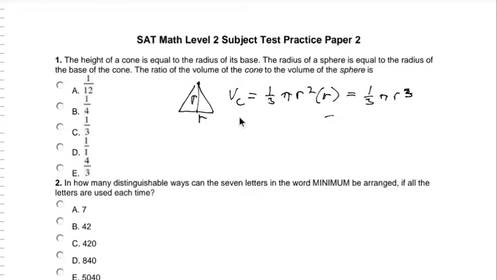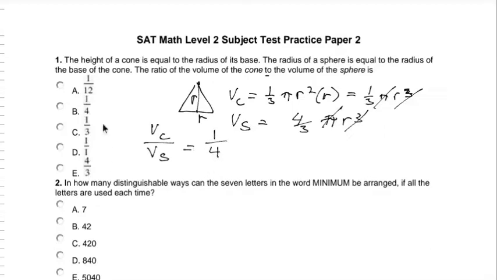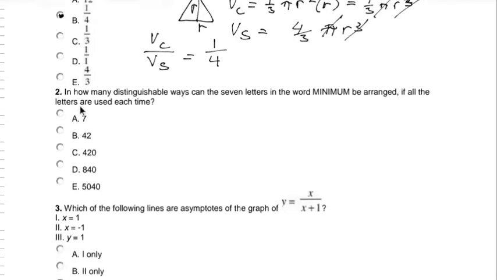Alright, so remember the sphere then is 4/3 pi r cubed. So they're going to match up, aren't they? So you can see they will cancel out. So the ratio of the volume of the cone to the sphere, so VC over VS, is equal to 1/4. So the answer is B. Let's go on to question 2.